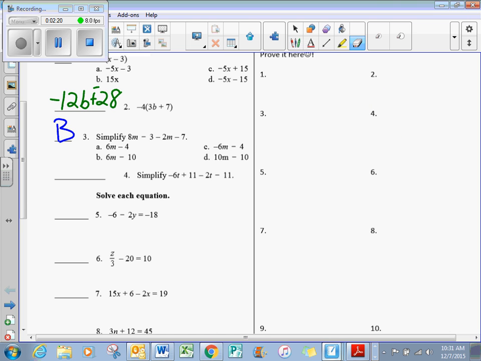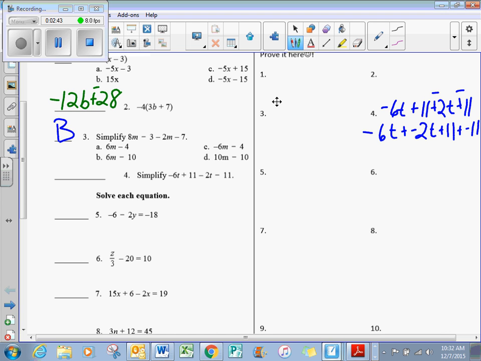Okay, number 4. I know some of you missed this one. Number 4, -6t plus 11 minus 2t minus 11. So I'm going to do plus and negative again so I don't lose my sign. Now I'm going to reorder and go -6t plus -2t plus 11 plus a -11. What's -6 plus -2? -8. What's 11 plus -11? 0. -8t plus 0 is -8t.